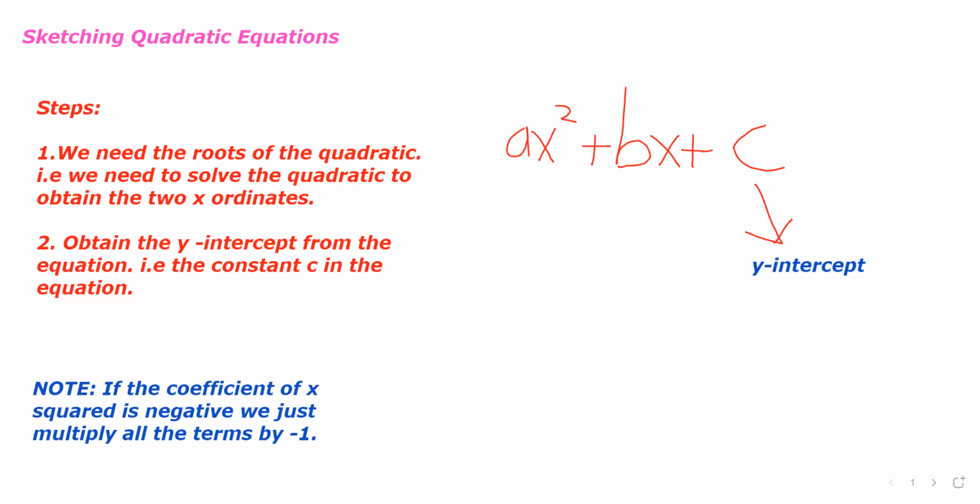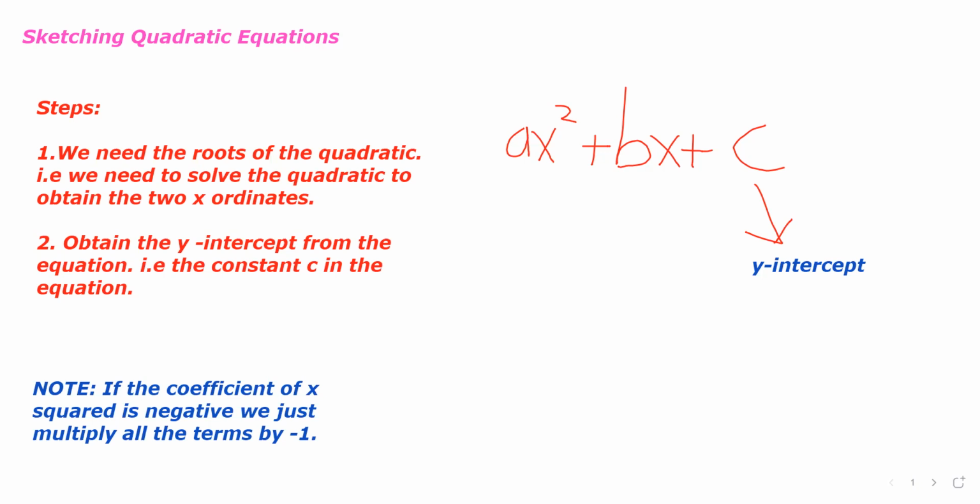The two steps we need to sketch a quadratic: the first step is that we need the roots of the quadratic. So, aka, we need to solve the quadratic to obtain the x values. There are multiple ways to solve to get the x values, but in this video, I'll be using the factorization method, so you can always check out that video on the channel. If you don't know how, my advice is to make sure you know how to factorize first before you watch this video, because you'll be confused if you continue and you don't know how to factorize the quadratic.